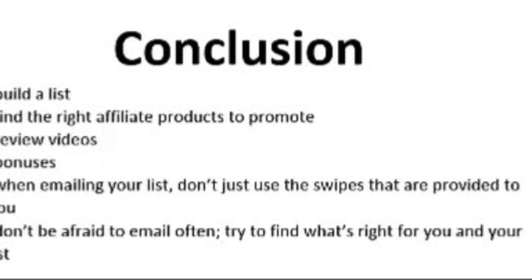When you're emailing your list, don't just use the swipes that are provided to you, because a lot of these affiliate products have email swipes that you can just copy and paste into your autoresponder. Okay. Now, you don't want to do that. You want to use your own words when describing products and when you're emailing your list, and use your own personality. And eventually, your subscribers and customers will get familiar with your personality, and they'll know that you're a real person that they're dealing with, not just someone who's continually copying and pasting these little sales emails.